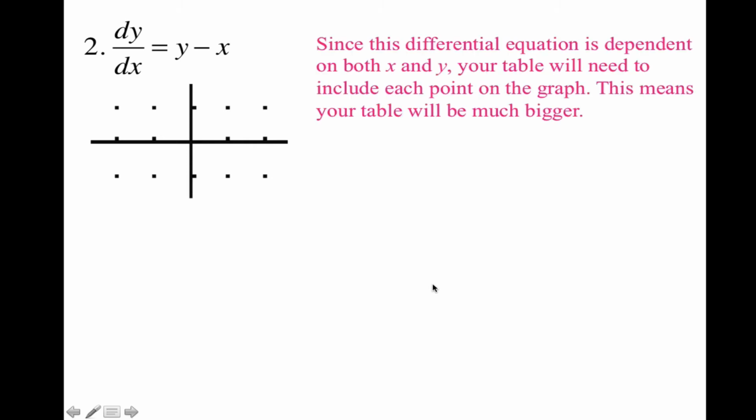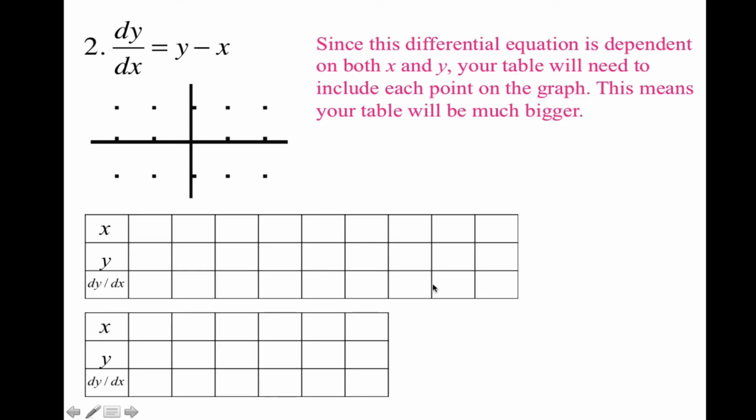All right, now when we have one where dy/dx is equal to y minus x, this differential equation is dependent on both x and y. That means your table will need to include each point on the graph, so your table will be much bigger. Here is my table, and I had to split it into 2 in order to fit it on the screen. Since my differential equation has x's and y's, I'm going to have to find the slope at every single point that I have on my dot paper.